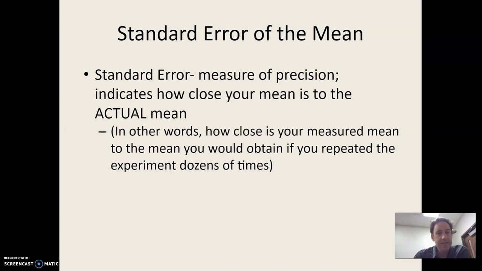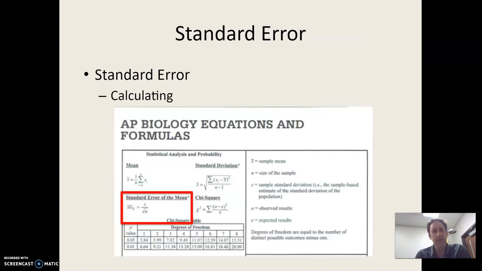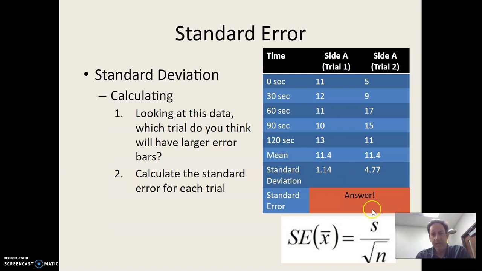Standard error is a measure of precision, which indicates how close your mean is to the actual mean. In other words, if you repeated this experiment dozens and dozens of times and calculated the mean of that, how close is your mean to that actual mean? This is something that can be calculated mathematically. Here's the equation. You basically just plug in the standard deviation and divide it by the square root of the number of trials. Again, you could try and calculate this on your own, and if you do, you should get these answers.